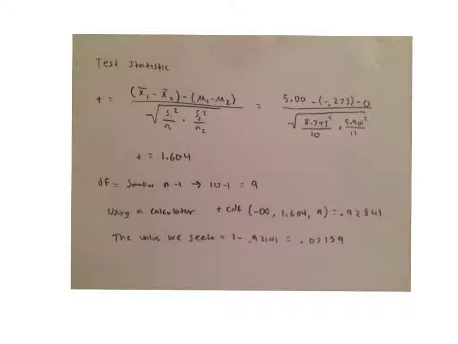0.92841. However, since the hypothesis that we are testing is whether mu1 minus mu2 is greater than 0, we need to find the opposite value, because plugging into the calculator gives us the chance of mu1 minus mu2 being less than 0, when we are looking for the chance of it being greater than 0. So we just do 1 minus 0.92841, which gives us 0.07159 as our p-value.